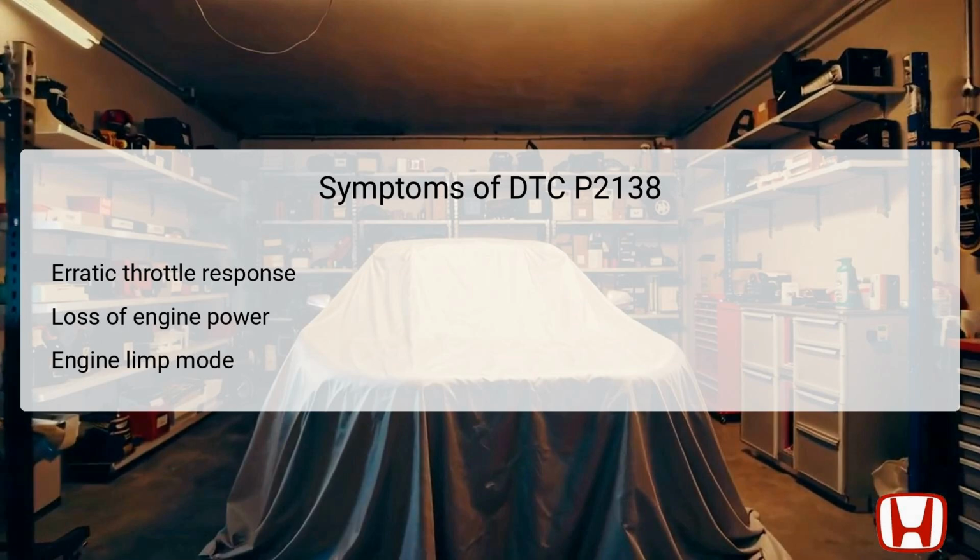When experiencing DTC P2138, drivers may notice erratic throttle responses, where the engine fails to respond smoothly or appropriately to accelerator input. This can manifest as sudden, unintended acceleration or a complete loss of engine responsiveness, which can be dangerous. Another common symptom is a noticeable loss of engine power, especially when attempting rapid acceleration or climbing hills, due to the PCM limiting engine performance to prevent further damage.